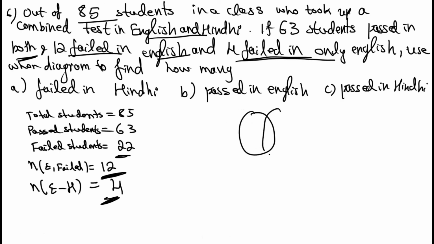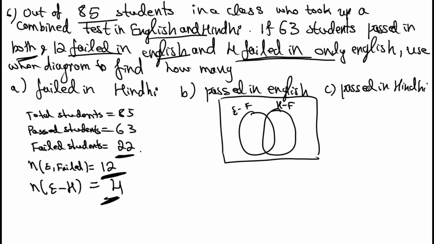See, draw two circles. This is English failed and this is Hindi failed. Okay, take the universal set. Then see, our data is total number of failed students is equal to 22. In that, how many failed in English only? English only means 4, this part. Okay, not intersection part is included. This much part, it is English only 4. But failed students in English is 12. So intersection part you will get 8. Okay, 8 plus 4 is equal to 12.